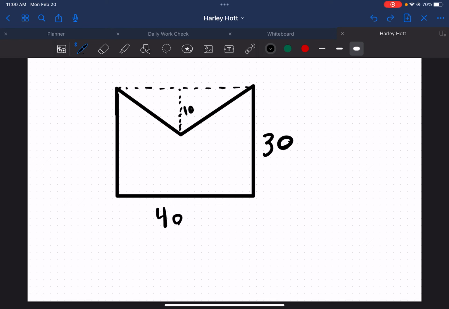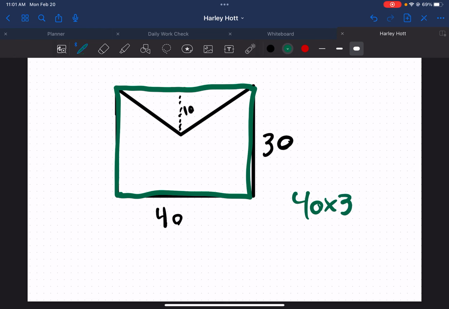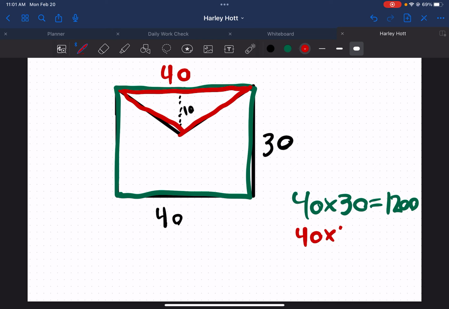Thank you. So here, if we wanted to find the area of this big rectangle, we can just do 40 times 30 to get 1,200, right? But we need to take out a chunk. We have to take out this red triangle. And the red triangle here, we can do a little bit of deduction, has a base of 40 and a height of 10. So 40 times 10, but remember we have to take half of that. So 40 times 10 is 400, half of that is 200. So the area of the triangle is 200.